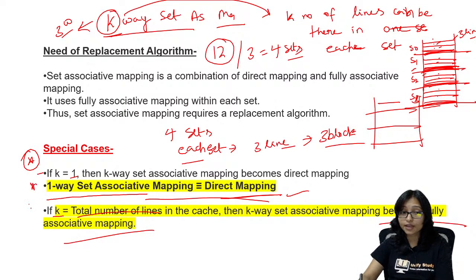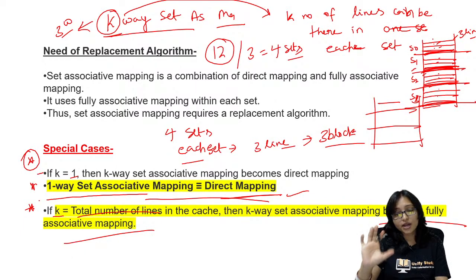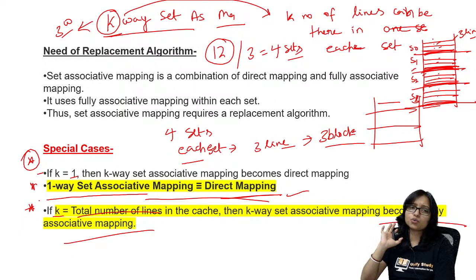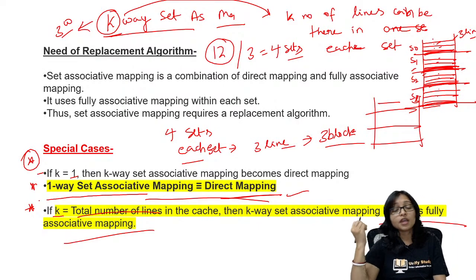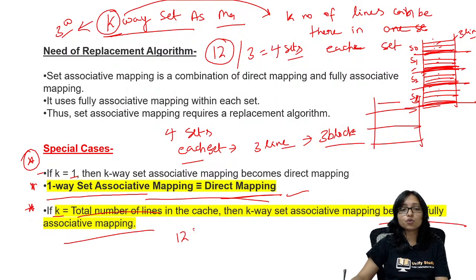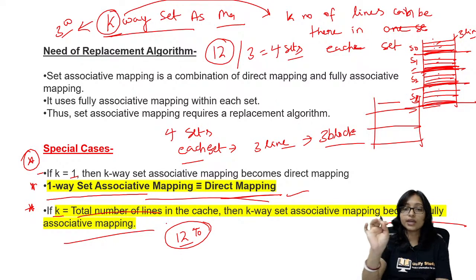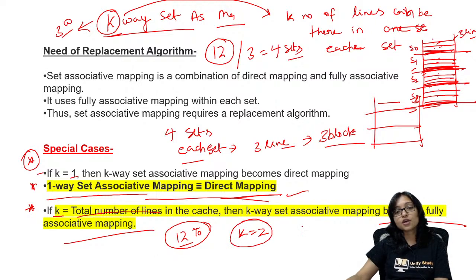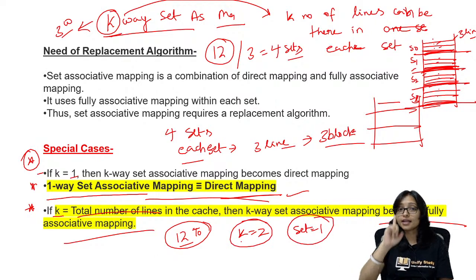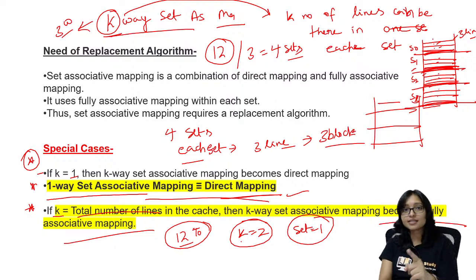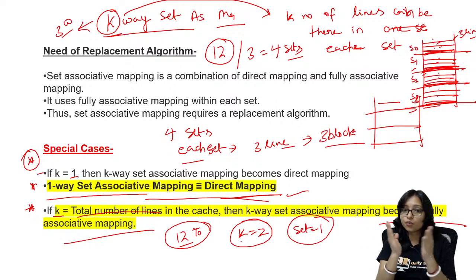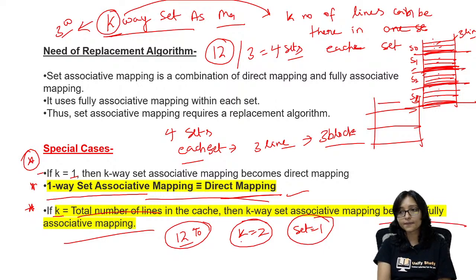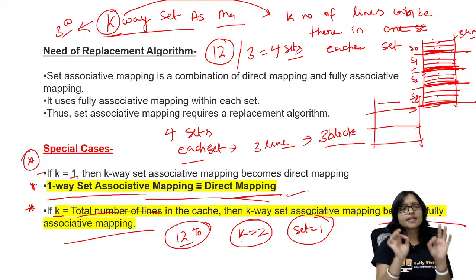These two lines are very, very important. Try to understand these two lines. One line in every set means it is just like the direct cache. If I am telling that there are 12 lines together, total 12 lines, and the K value is also 12, it means there is only one set, and in this one set there are total 12 lines. So you can place anywhere. So it will work as a fully associative mapping. Got it? These two lines are very, very important.